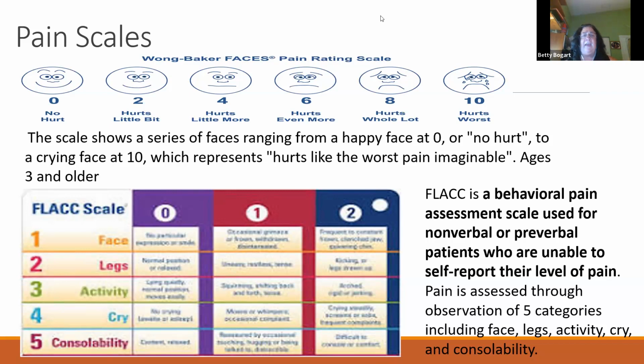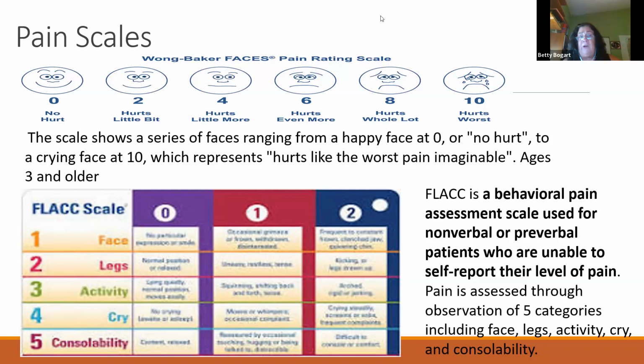Well, FLACC is all about face, legs, activity, crying, and consolability. And you get a score of 0 to 2. And I've used it a lot, and actually it works really well. And you get a score. And then, according to what it is, do you give medicine, right? Now, this is for your infants and toddlers.